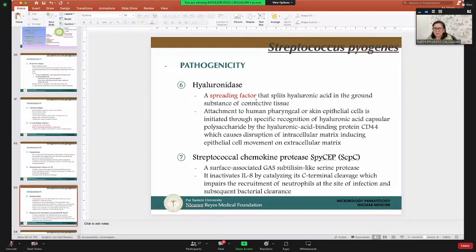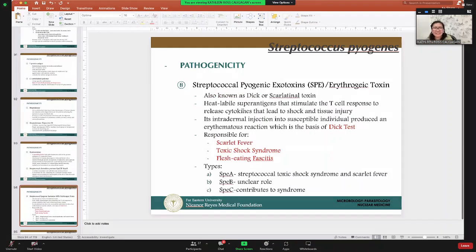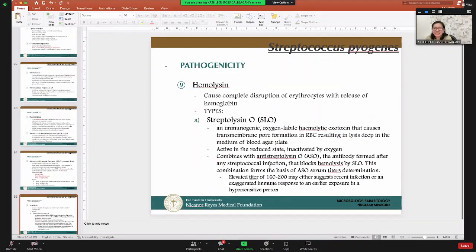Hyaluronidase, the role is a spreading factor. This one, so never mind that one. Oh, okay, this one, the streptococcal pyrogenic exotoxin or erythrogenic toxin. The toxin mainly responsible for scarlet fever, toxic shock syndrome, and flesh-eating fasciitis. Okay, so it's a superantigen, causing scarlet fever, toxic shock syndrome, and flesh-eating fasciitis.